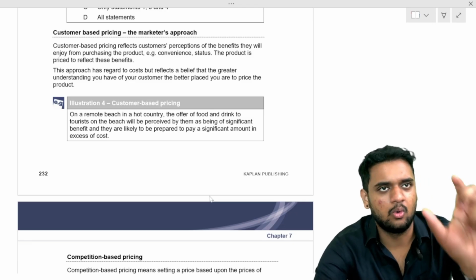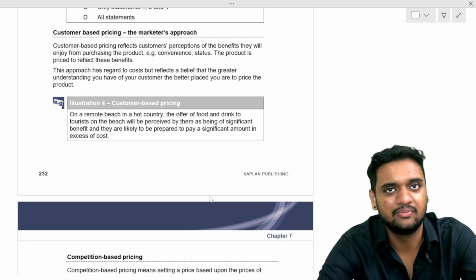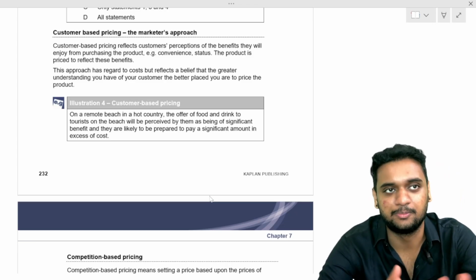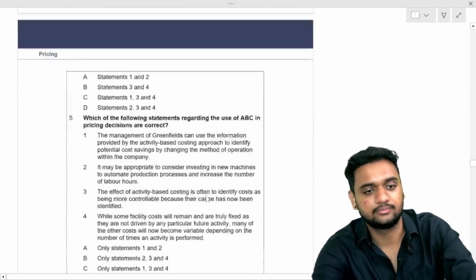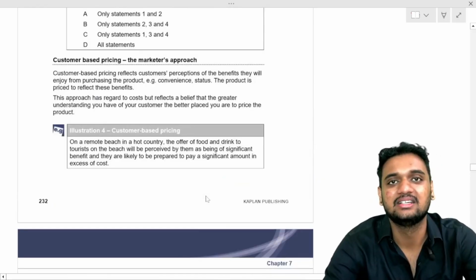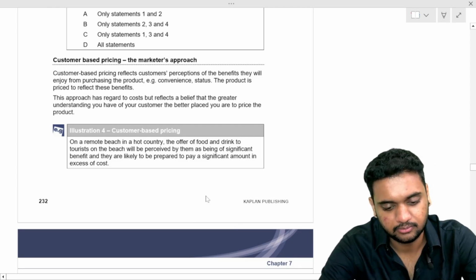Customer-based pricing, 3 words you have to remember: reflects customers' perceptions. What you have to remember under customer-based pricing? Reflects customers' perception. I'll tell you what it means.